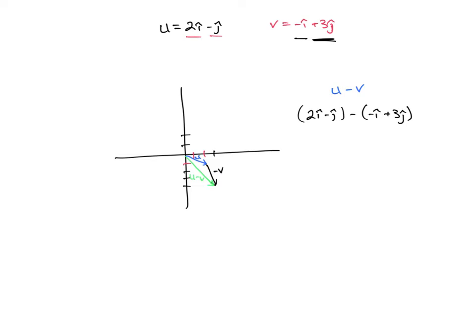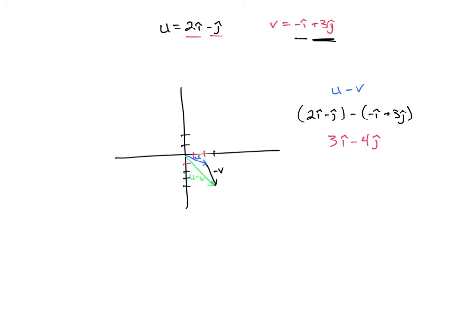No. If I'm subtracting a negative, I'd have 3 i hats. And then negative j hat, and then minus 3j hat would be negative 4j hat. So I should end up at 3 to the right and 4 down. You see how that worked? Okay? So it's just like before, but now they're just with i hats and j hats.